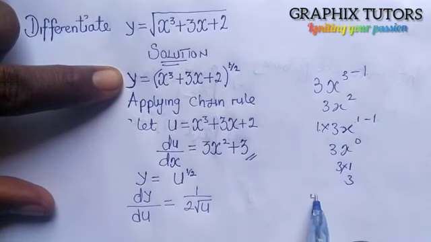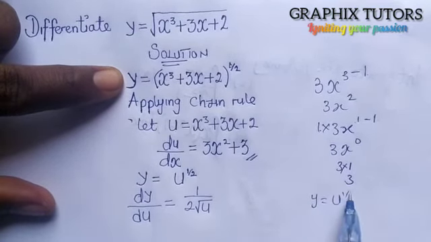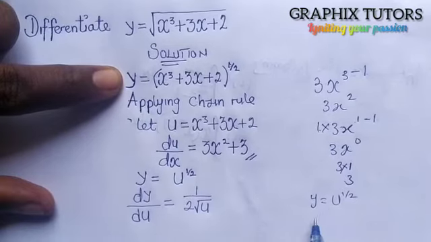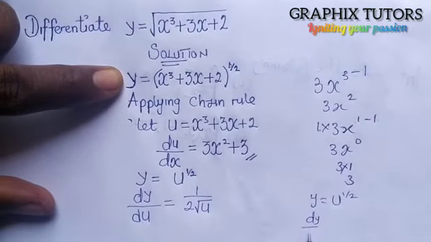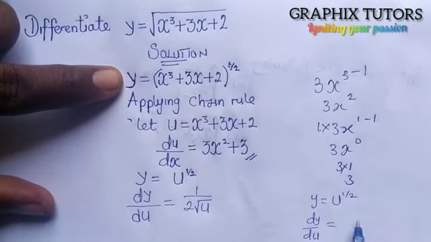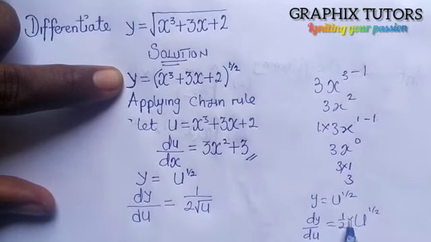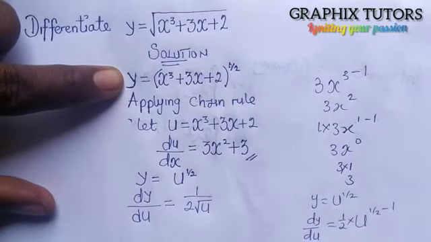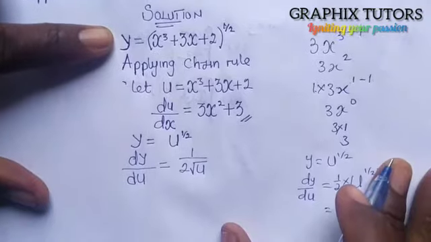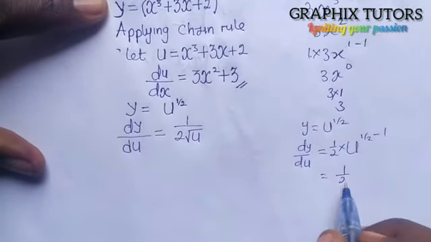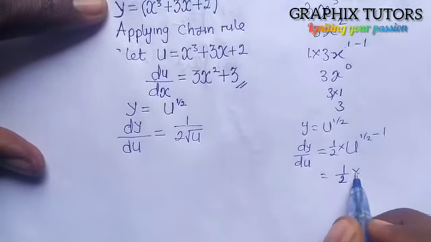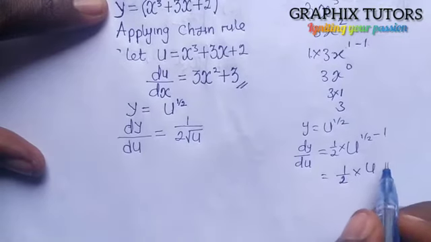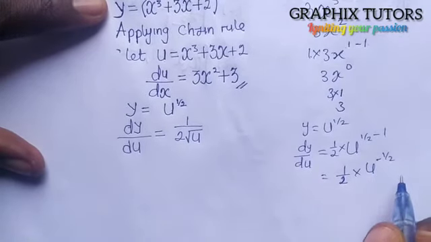Now if you have y equals u to the power 1 over 2, and you differentiate, our dy all over du will give us, I'll write my u to the power 1 over 2, I'll bring the 1 over 2 in front of it to multiply it, then I'll subtract 1. Now this will give us 1 over 2 multiplied by u to the power half minus 1, which will give you minus half, right?